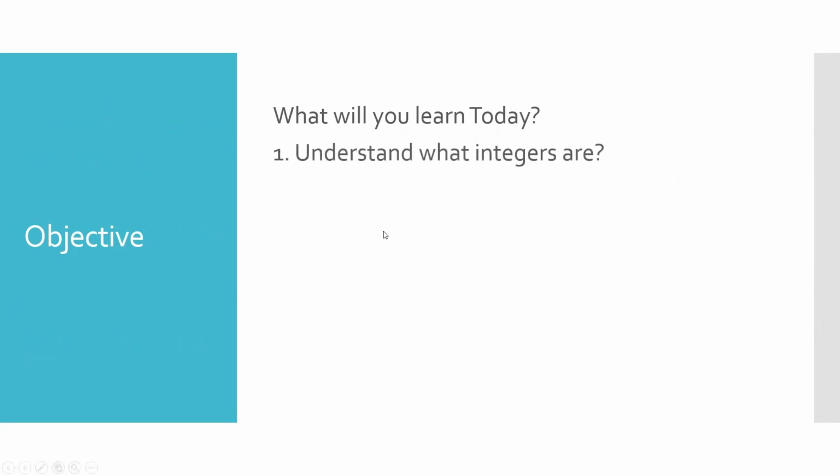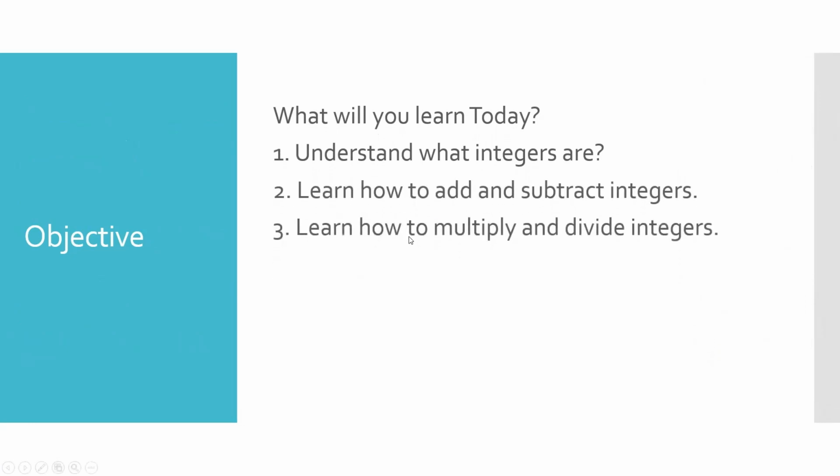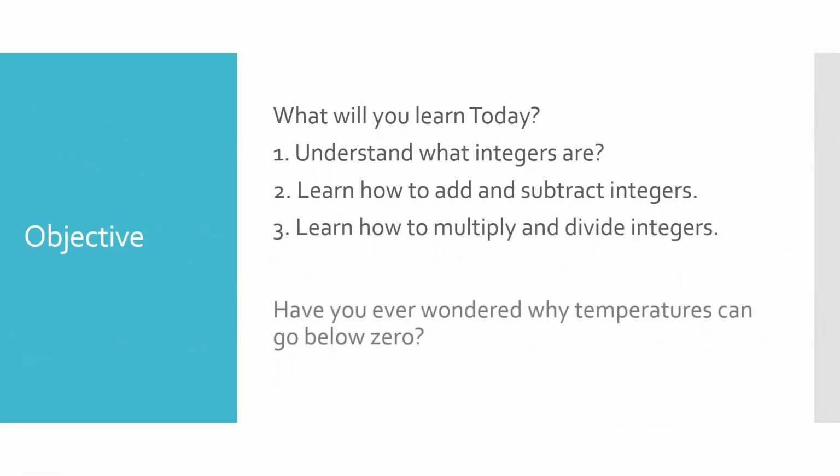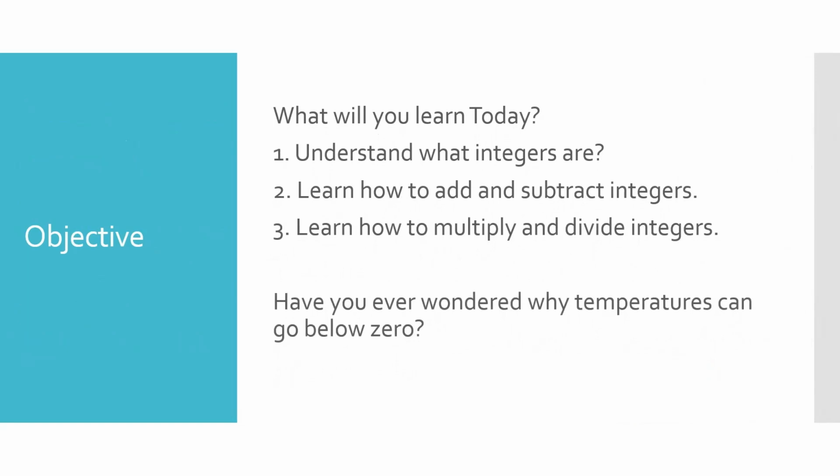So now see the objective of the class. If you are attentive in my class, then you will benefit from what we learn today. You will understand what integers are. I will discuss the integers in a very simple way. Then I will show how to add and subtract the integers. Then I will discuss and show how to multiply and divide the integers. So 4 important things I'm going to complete, and there are integers of different types, positive and negative.